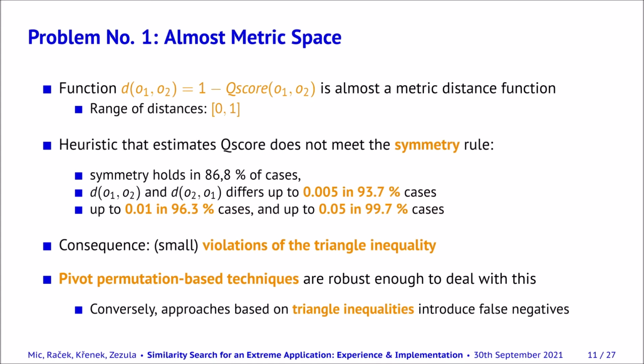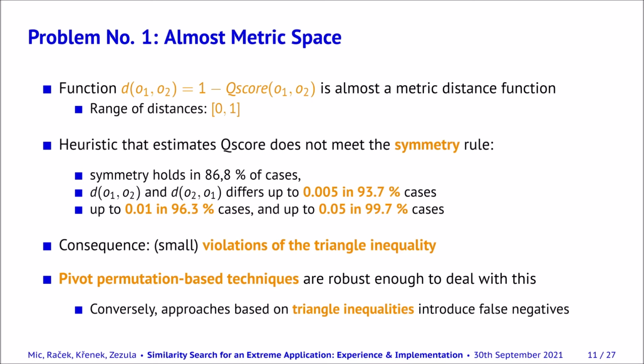The widely used heuristic to estimate the Q-score violates its symmetry, however. Even though these violations are rather small, they cause violations of the triangle inequalities. We thus need to adopt similarity search techniques that are robust enough to deal with these violations. And we adopt pivot permutation-based techniques, that is, techniques that use a set of pre-selected protein chains called pivots to describe the positions of each protein chain by the order of its several closest pivots.